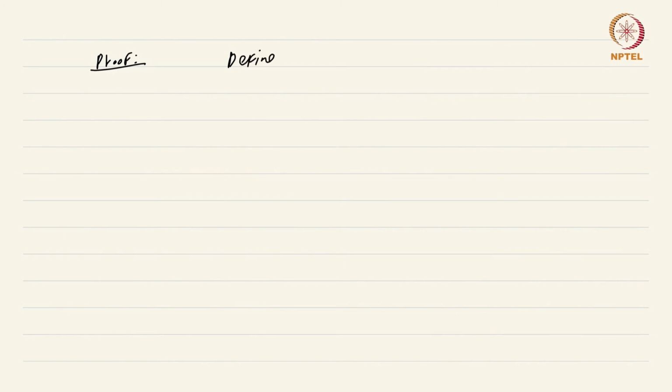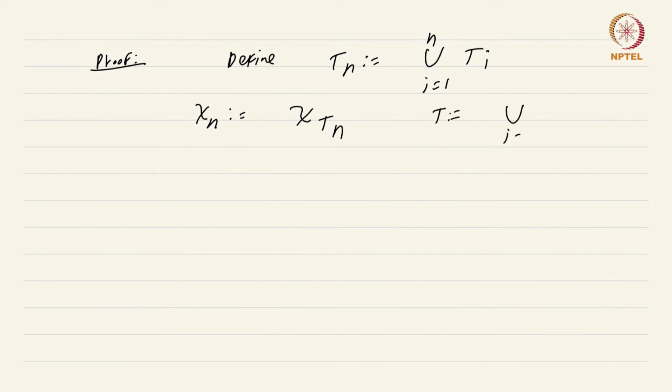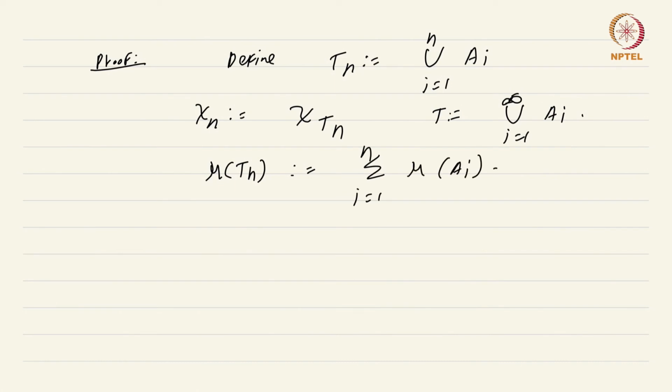So you define Tn to be just union i equals 1 to n of Ai, and you consider chi n to be just shortcut for chi of Tn, and T you define to be union i equals 1 to infinity Ai. One second, I made a mistake here. This is Ai. Okay. Then by finite additivity, which we have just established, mu of Tn is nothing but summation i equals 1 to n mu of Ai. This is just by finite additivity. Okay. Now the goal is to prove that mu of Tn converges to mu of T.